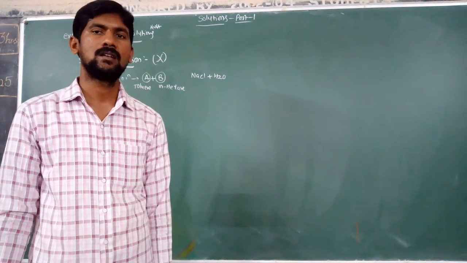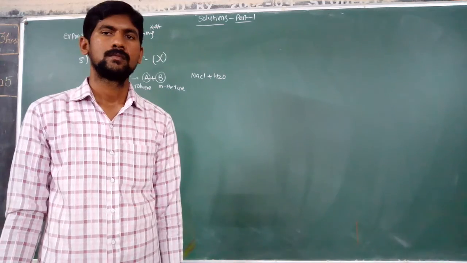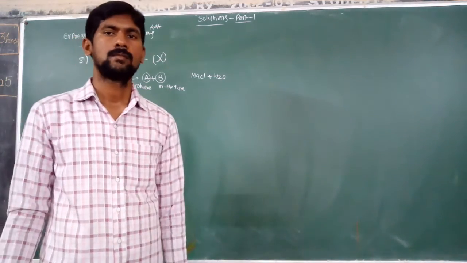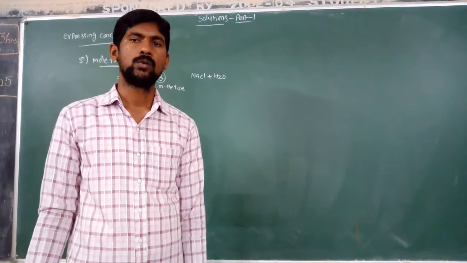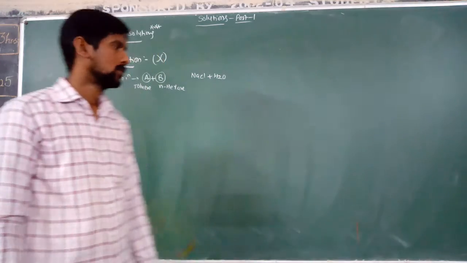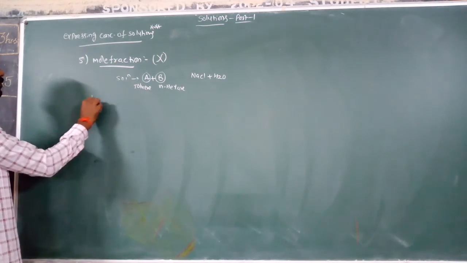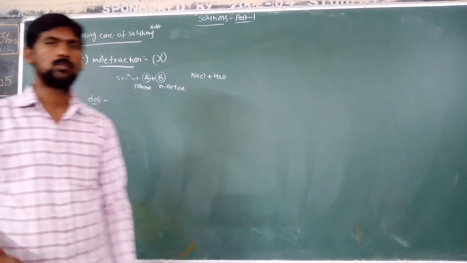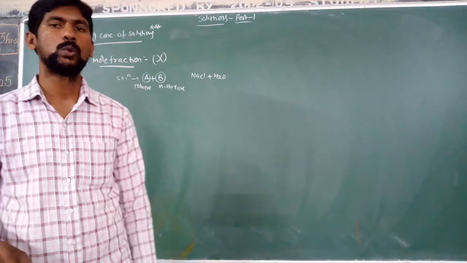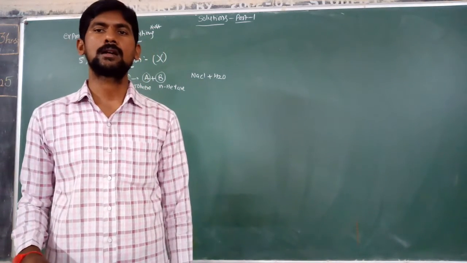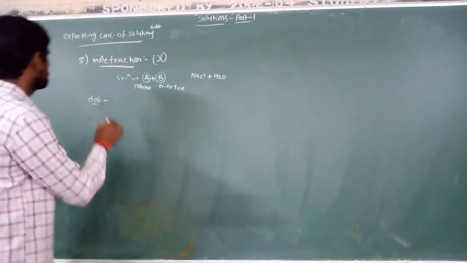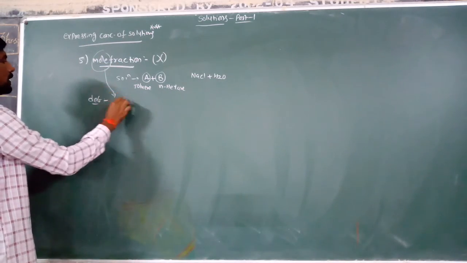Then the mole fraction of each component. How can we find out the mole fraction of each component in the solution? By knowing the masses of the substances. So what is the formula of mole fraction? How do you define the mole fraction? Mole fraction is the ratio of number of moles of one component to total number of moles of all the components present in solution.